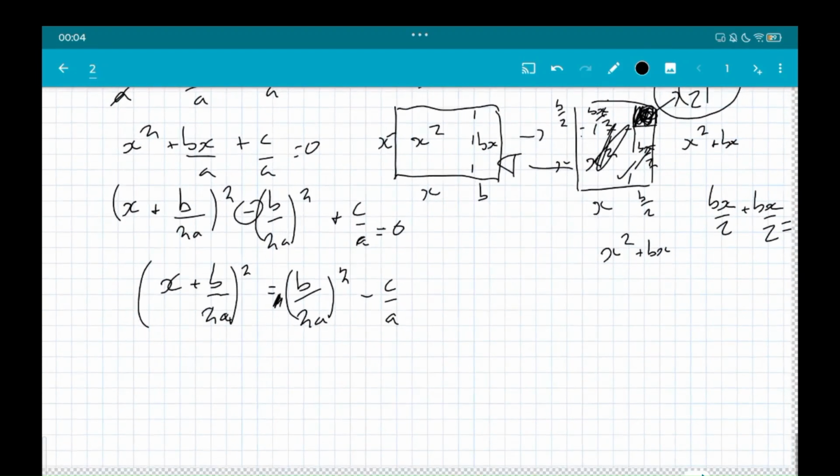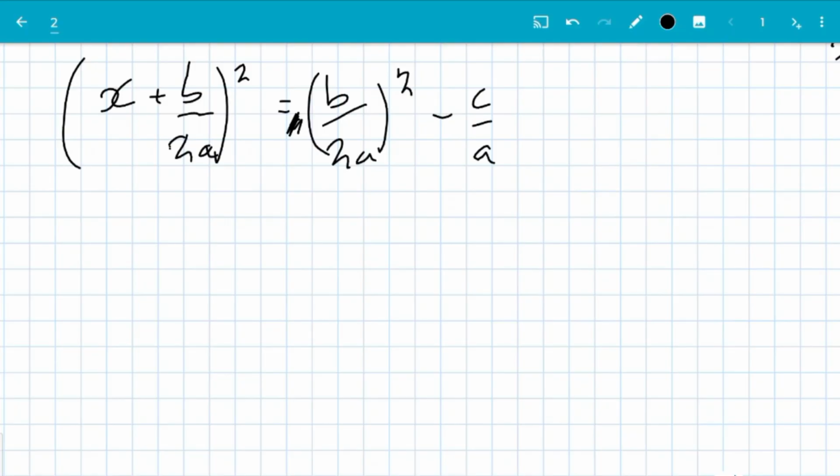What can we do here? And now the next step is to square this through, because we're just looking at the right hand side now, trying to simplify this as much as possible. So we have b squared over 4a squared minus c over a. This just drops down and remains the same.